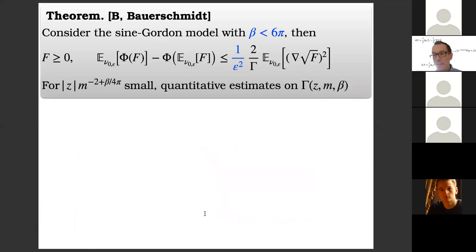Okay, so what is the result we obtain with Roland Bauerschmidt? We have shown that for beta less than 6 pi, so basically up to the second phase transition, one can prove a Log-Sobolev inequality where the Log-Sobolev constant decays with respect to the system size, and then there's some constant gamma which can be computed relatively precisely, or at least there are good quantitative estimates on gamma, provided the parameters Z and M are related in a proper way.